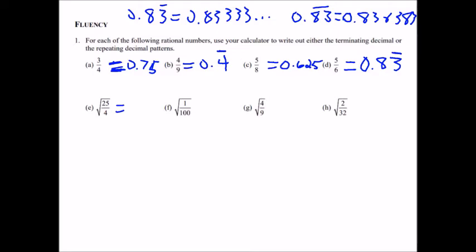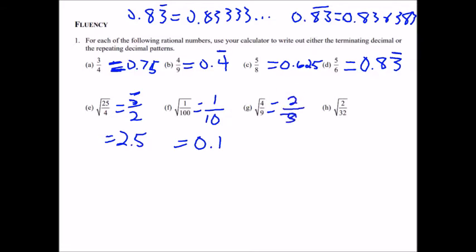So here we have the square root of 25 over 4. Let's take the square root first. That's 5 over 2. That's 2.5. The square root of 1 is 1. The square root of 100 is 10, so it's 1/10, so 0.1. The square root of 4 is 2. The square root of 9 is 3. 2 over 3 is 0.6 repeating.